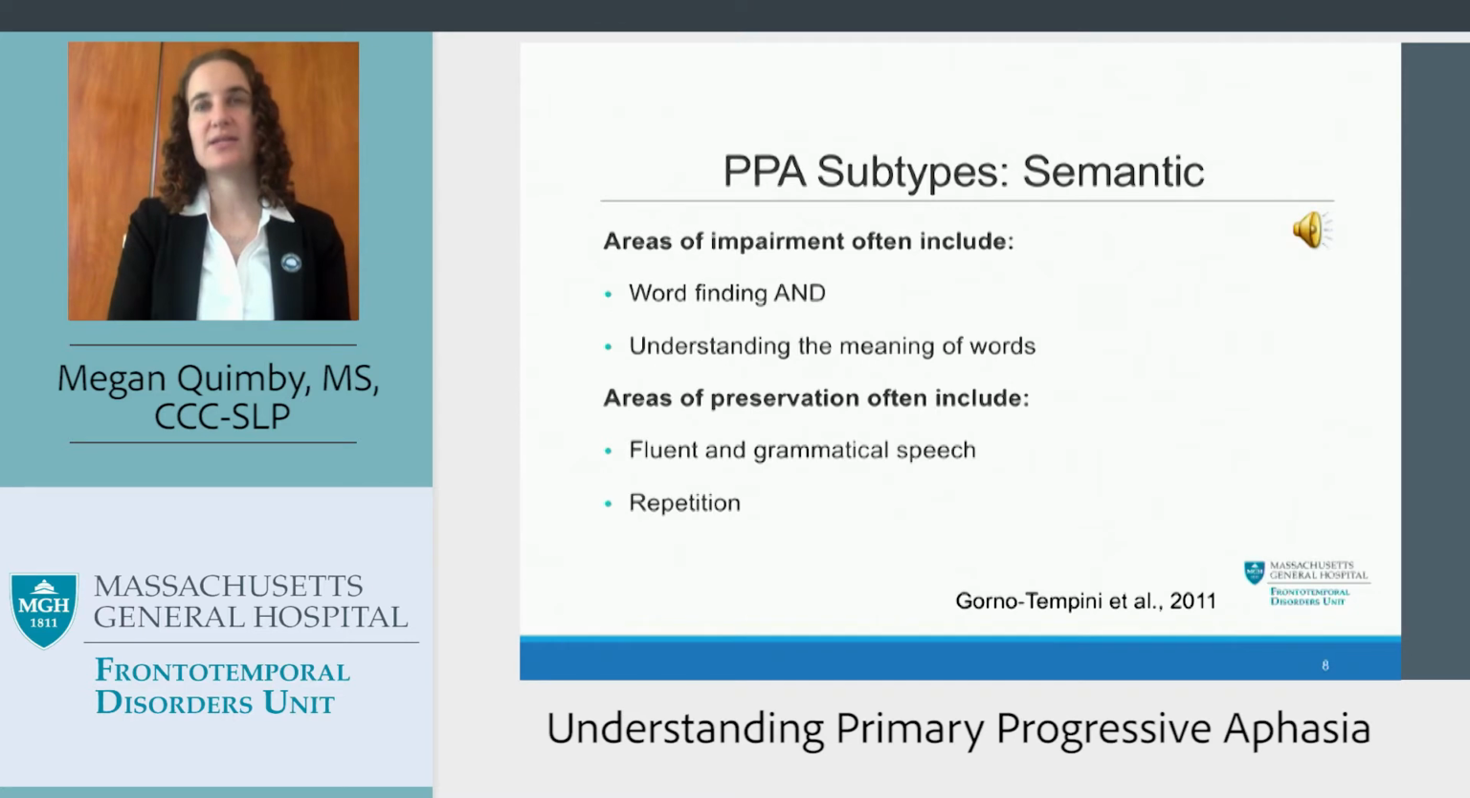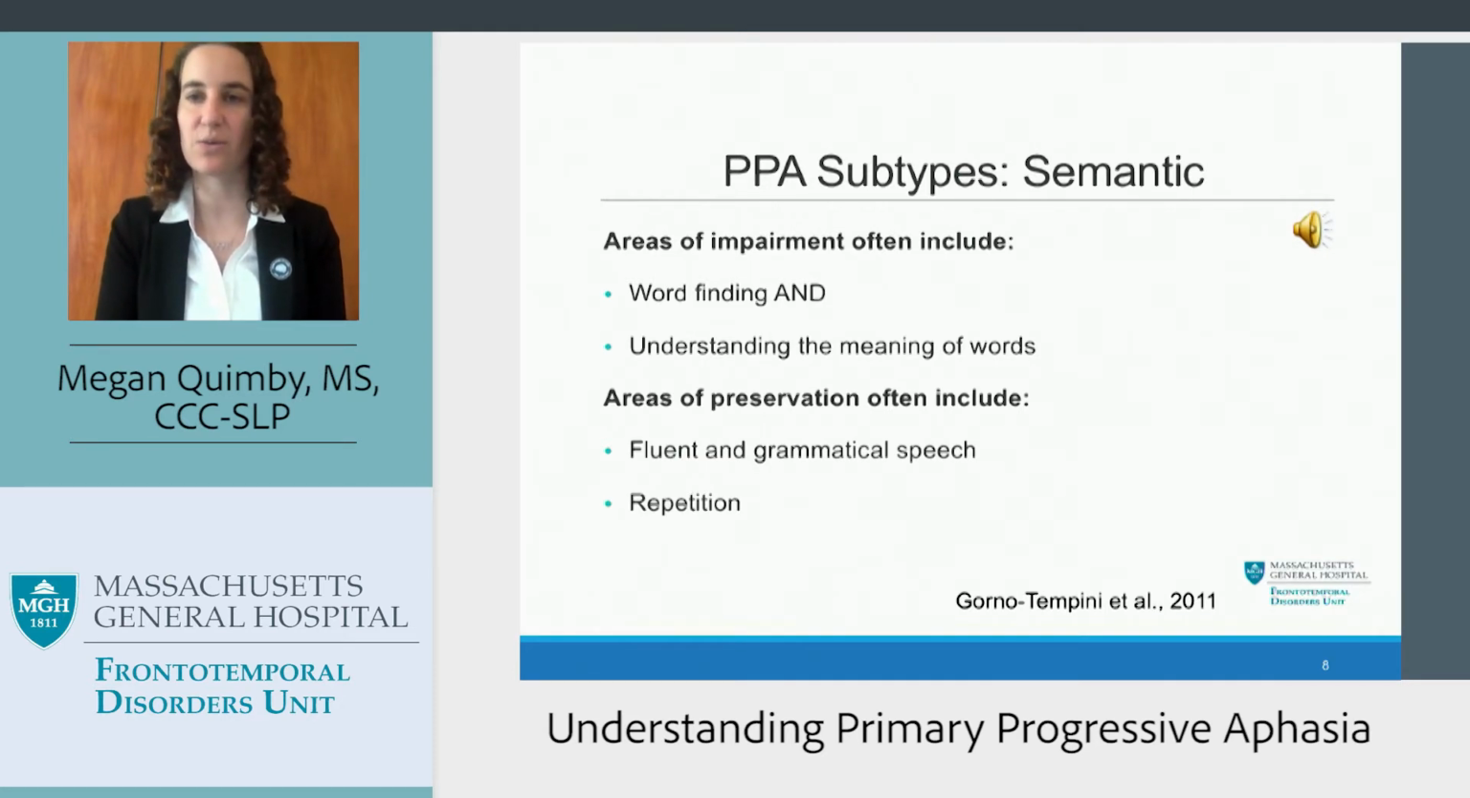So they may have a specific word in mind or want to describe something, but they just can't get the word out. And that's because they have a lot of difficulty coming up with the right word that they want to use, these specific content words that they want to use.